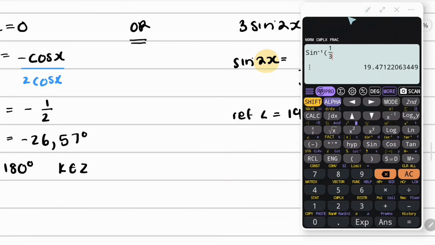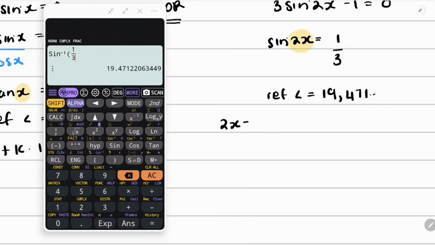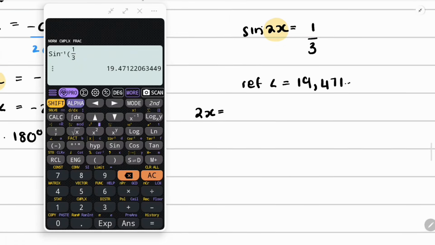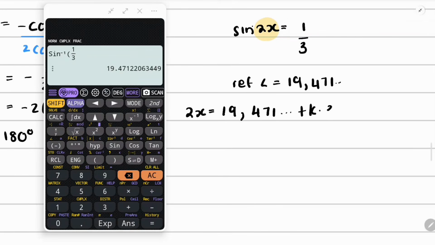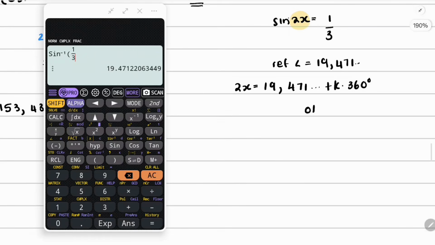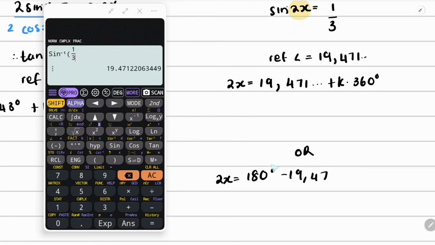And now when we're solving for x, this is what we're going to do. We're going to say 2x is equal to, it's always this value here, 19.471. Now you can already see that sine is positive. So this is going to be the first and the second quadrant's reduction. The first one is just theta. The second is 180 degrees minus theta. So this is the 19.47, then we'll say plus k of 360 degrees because the sine graph repeats every 360 degrees. And that is the first solution. And then we'll say, or 2x is equal to, and to find the second one, we'll say 180 degrees minus the 19.47. Okay, so we'll hold on to that.